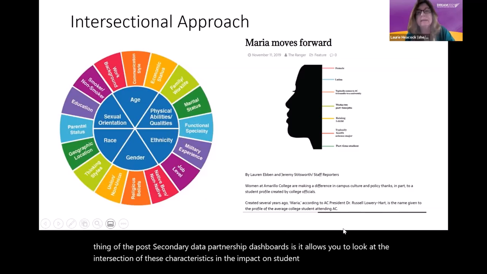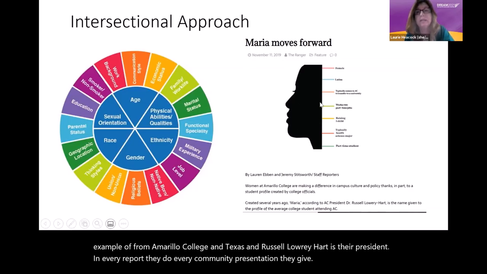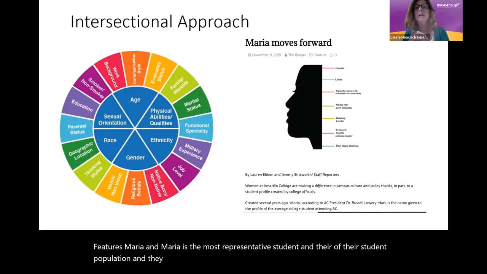This is an example from Amarillo College in Texas. Russell Lowry Hart is their president, and every report they do, every community presentation they give features Maria. And Maria is the most representative student of their student population. And they do this just to help communicate with head and heart. So it's not always about statistics, it personalizes the data, right?